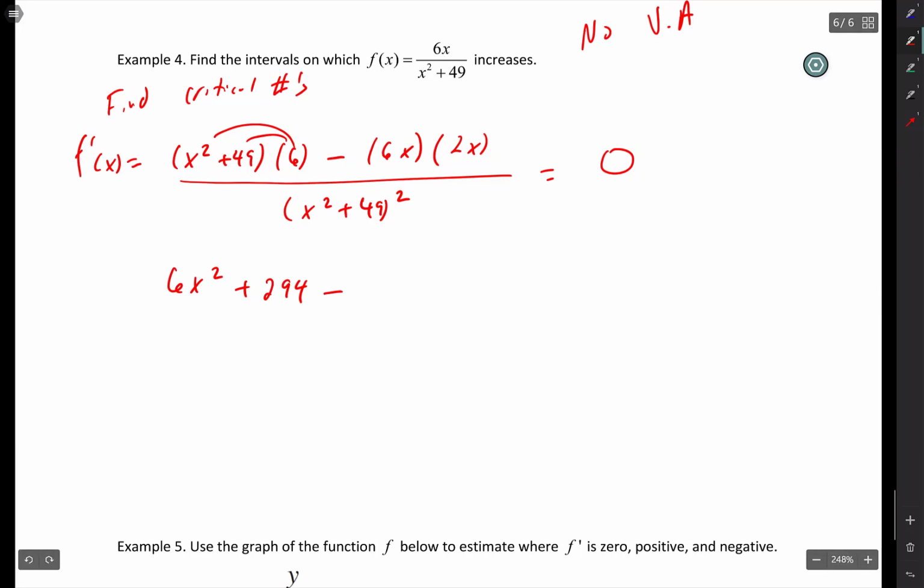Dummy. Minus, and then that's 12x squared equals 0. We still okay? All right, so I see a negative 6x squared plus 294 equals 0. That's a 4. It just came out looking like a 9.